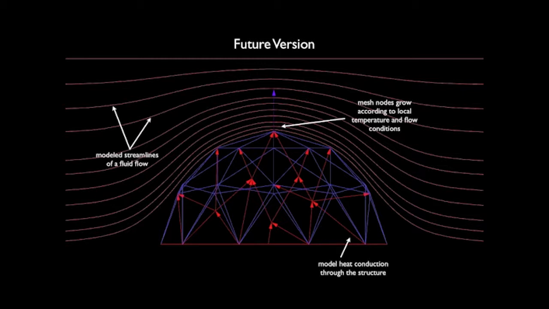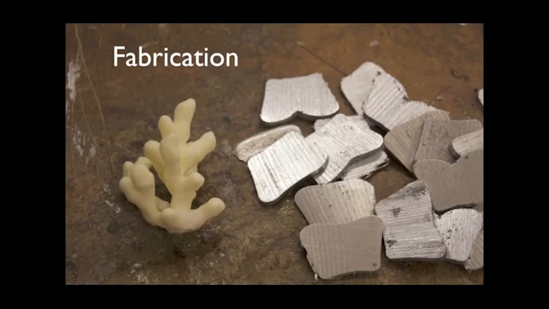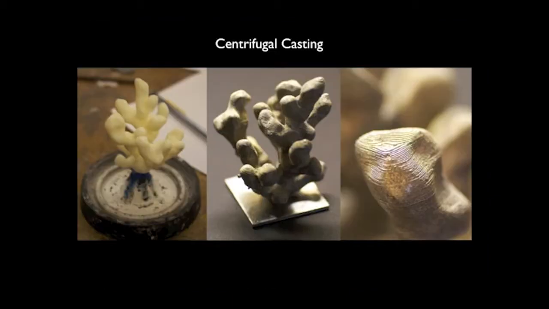This would diverge from simulating living corals, but the most basic growth model is preserved, that of nodes of a mesh growing according to local nutrient concentrations. After generating a structure, the model was 3D printed in ABS plastic. The model was investment cast in aluminum.